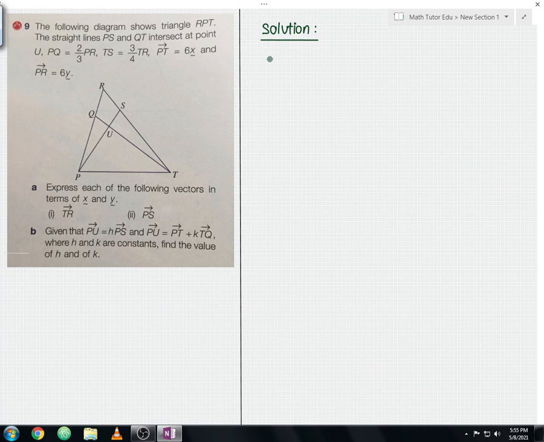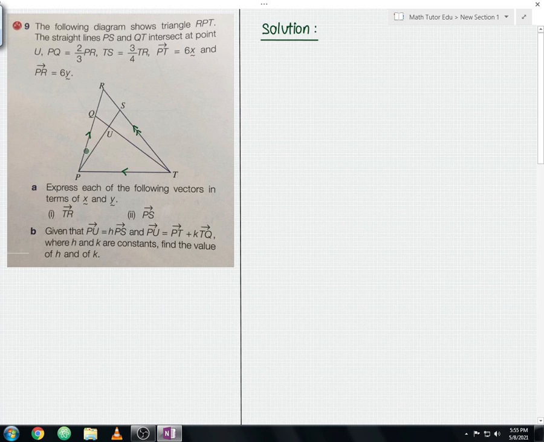Let us begin our discussion for the question A, part 1, where we need to express the vector TR in terms of component x and component y. To find the vector TR is actually very easy. You need to sum two vectors. This is the vector TR over here in this direction. So let me label it. To find the vector TR, you need to add two vectors. The first vector will be vector TP, and then you have to plus vector PR.